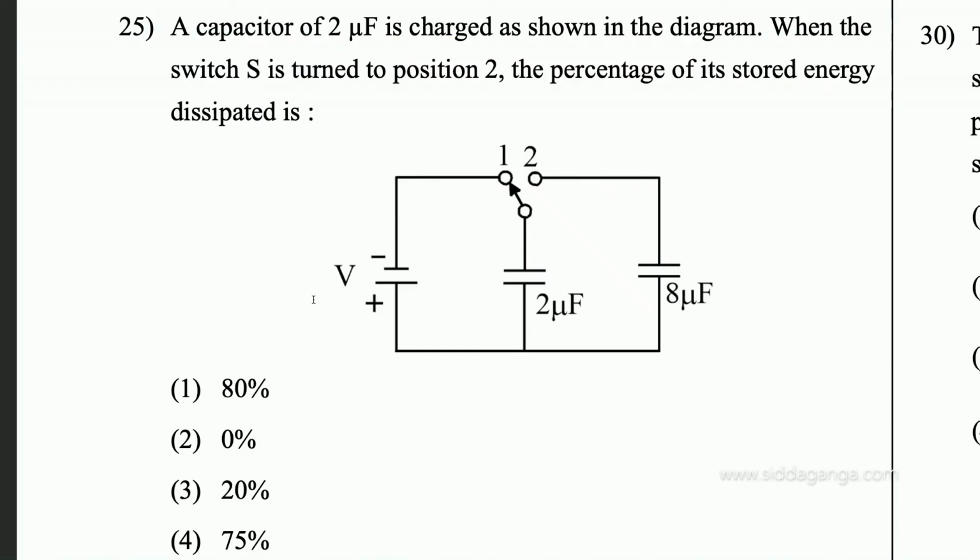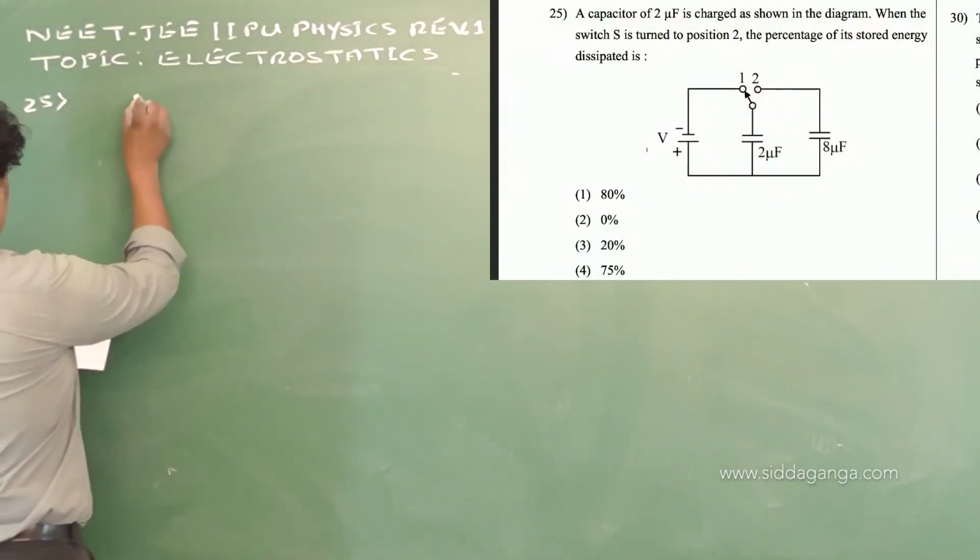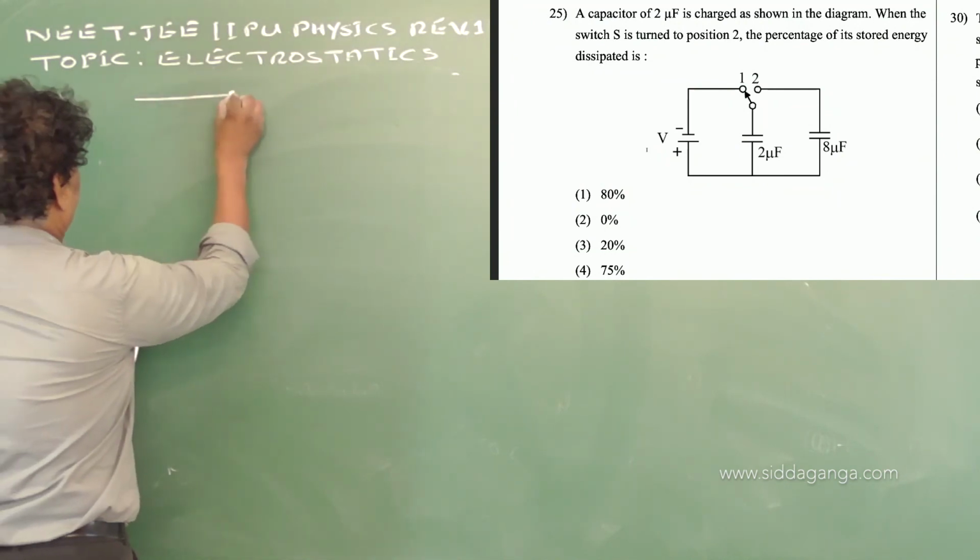Now, question number 25. A capacitor of capacitance 2 microfarad is charged as shown in the diagram. When the switch is turned to position 2, the percentage of stored energy dissipated is. Now we have the given circuit.